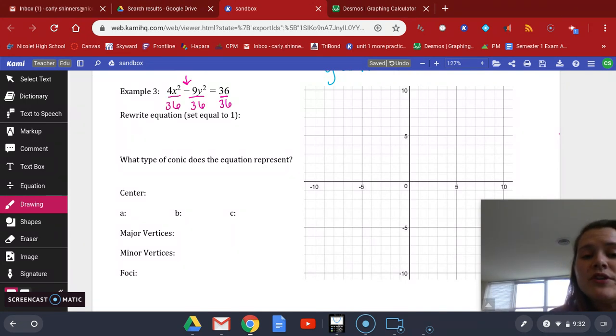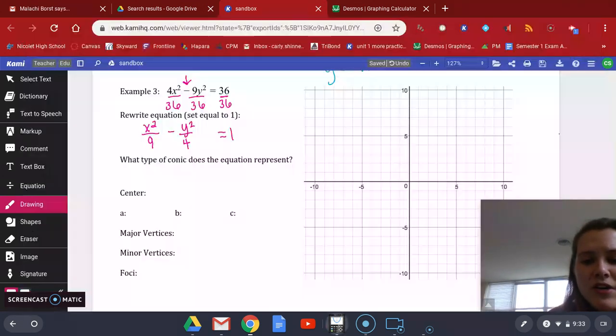In order to get 1 on the right-hand side, I'm going to divide everything by 36. And then we start to see some things happen, right? Because what's 4 divided by 36? Can't I reduce that fraction to be 1/9? And 9 over 36, isn't that just 1/4, right?